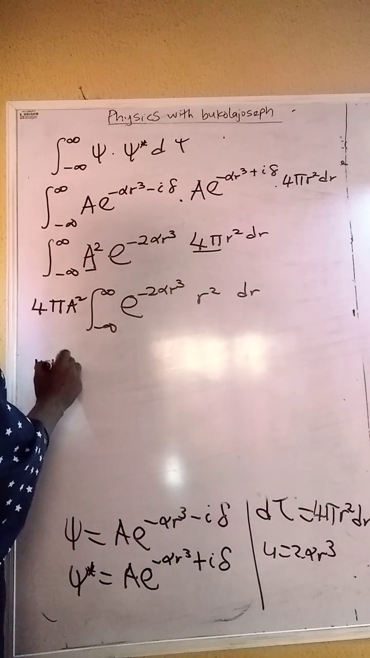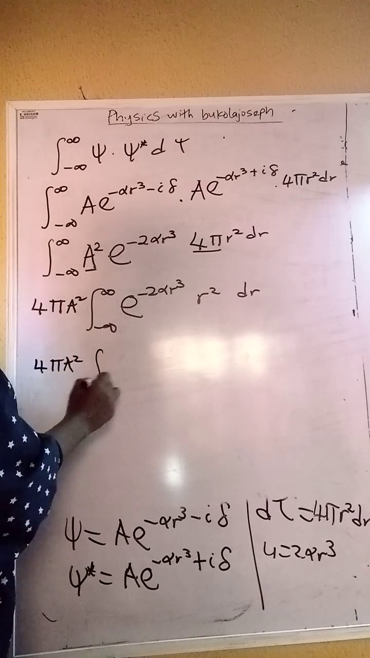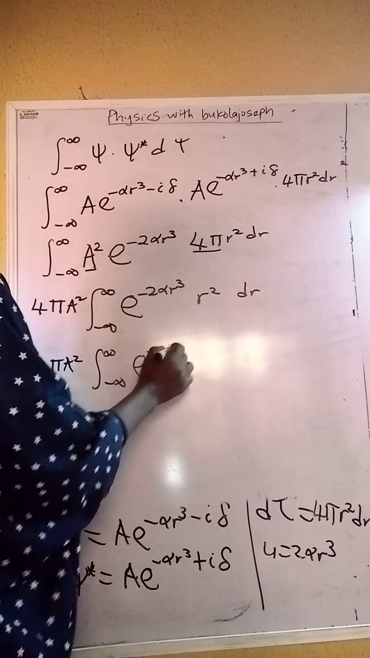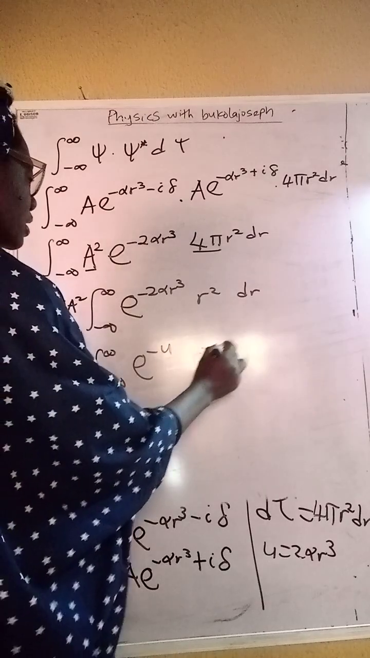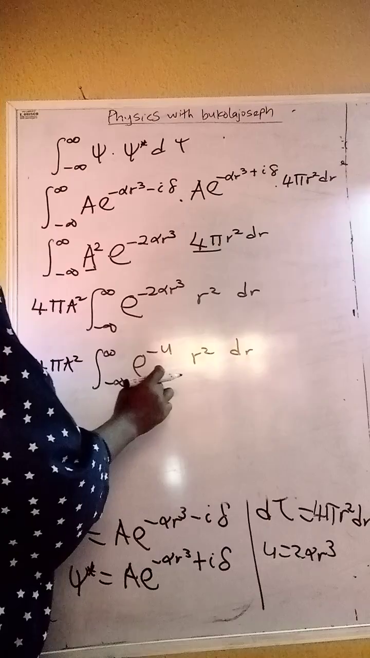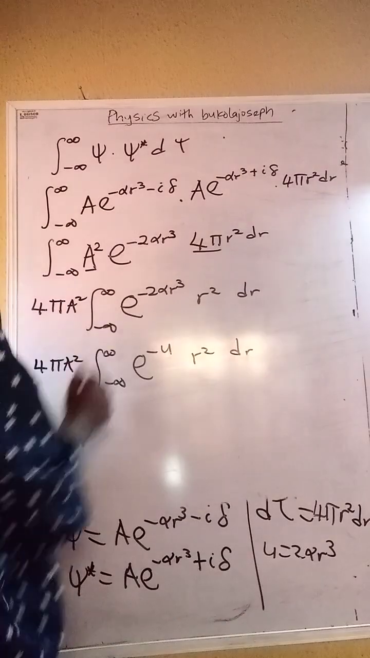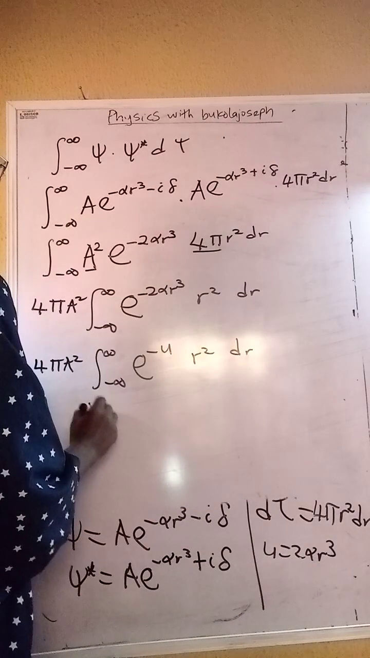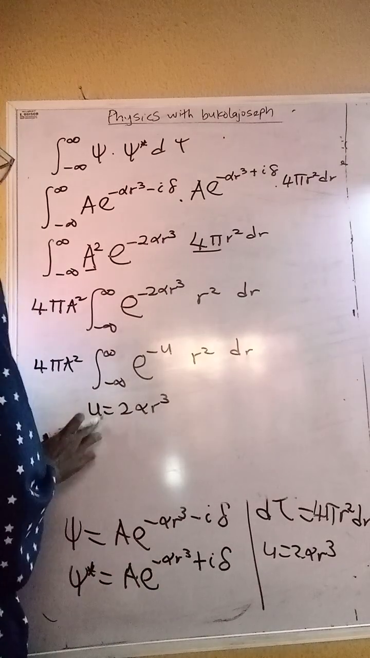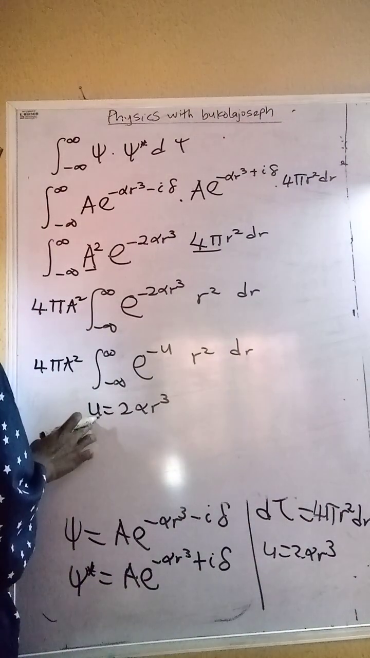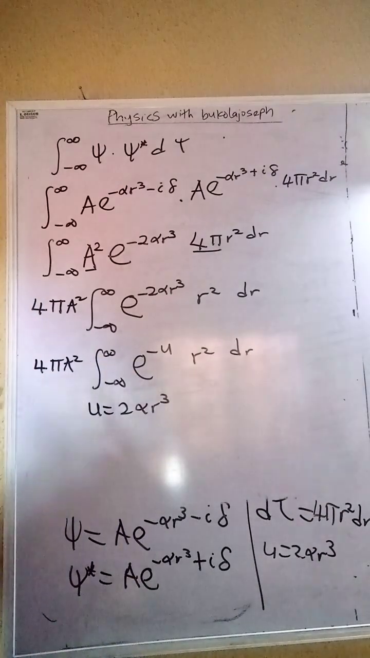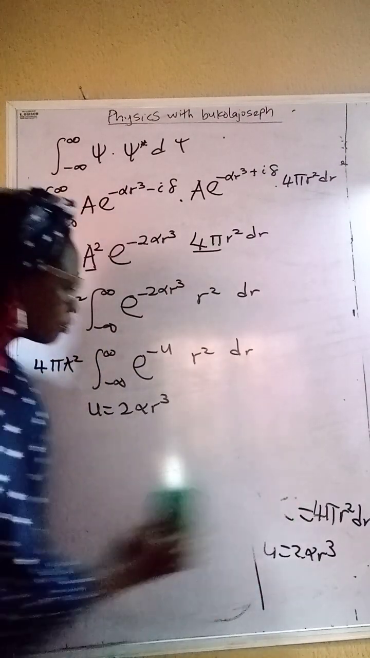If we substitute, we'll have 4 pi a squared, this exponential minus u, r squared dr. So we want to do something. Since we know that u is equal to 2 alpha r cubed, we'll differentiate this with respect to r so that we can find dr and then substitute here to simplify this problem.